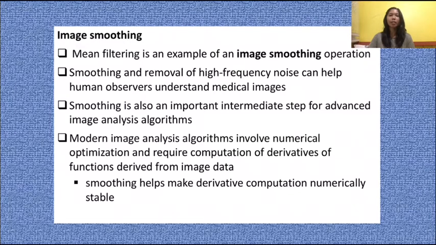Modern image analysis algorithms involve numerical optimization and require computation of derivatives of functions derived from image data. Smoothing helps make derivative computation numerically stable.